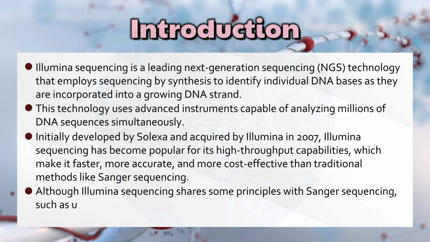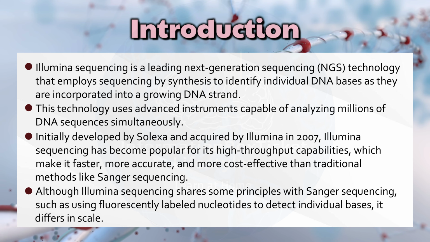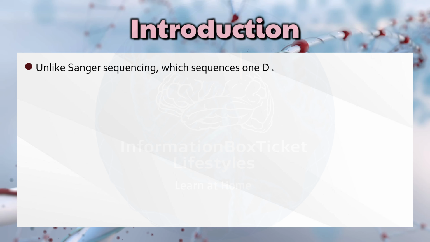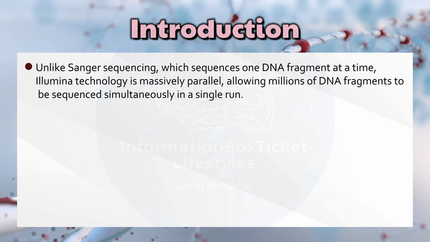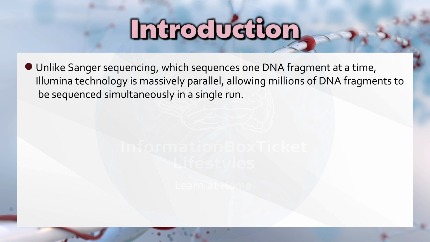Although Illumina sequencing shares some principles with Sanger sequencing, such as using fluorescently labeled nucleotides to detect individual bases, it differs in scale. Unlike Sanger sequencing, which sequences one DNA fragment at a time, Illumina technology is massively parallel, allowing millions of DNA fragments to be sequenced simultaneously in a single run.